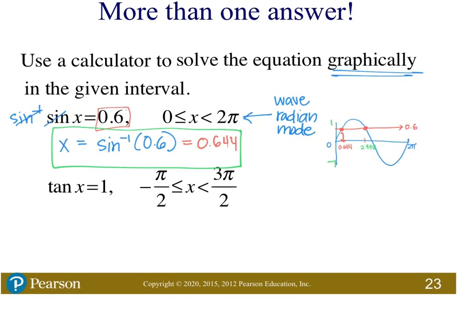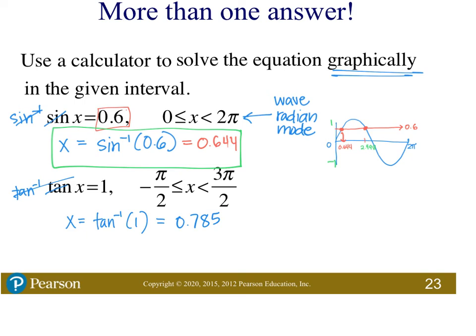In the same way, we could use inverse tangent in the second example. So we could do tangent inverse. That will cancel out. I'll have x equals tangent inverse of 1. And so then if I use my graphing calculator to do the tangent inverse of 1, I will get 0.7853. So it's going to give me 0.785. But that would fail to give me the second answer.